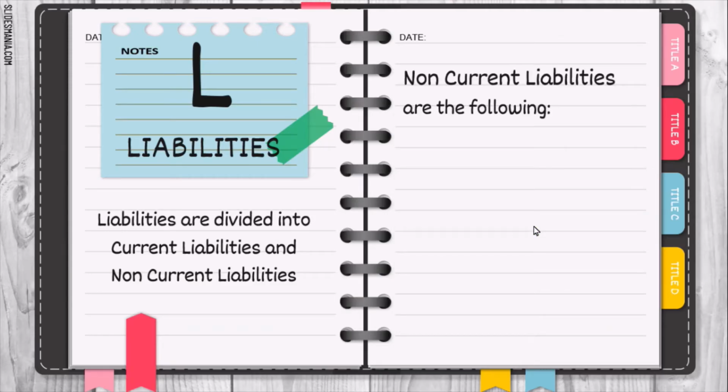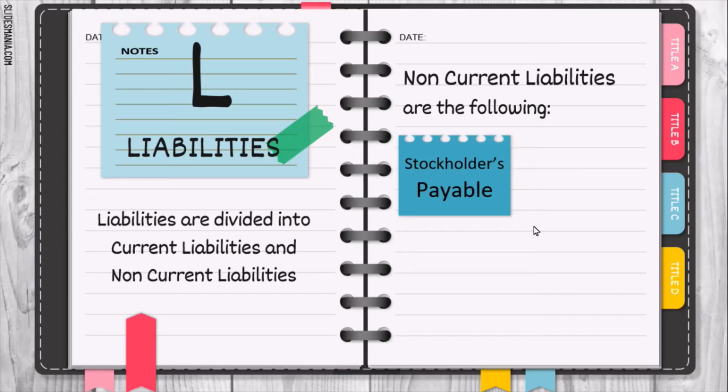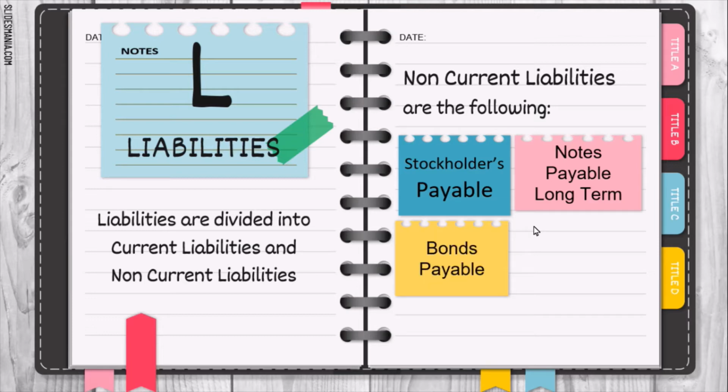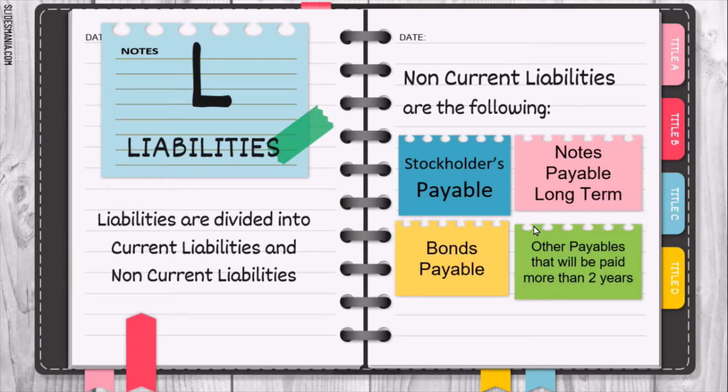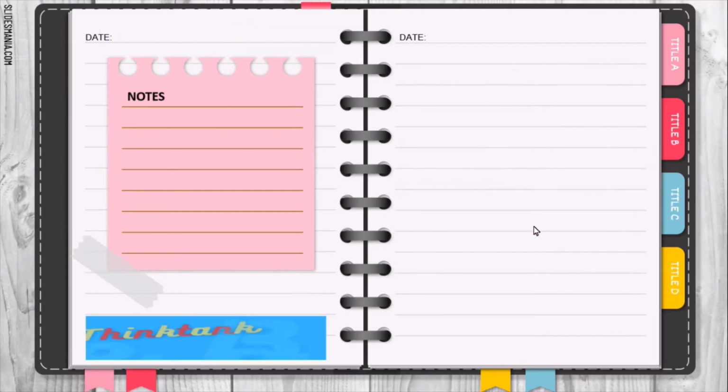Next we have the non-current liabilities. We have the following examples: stockholders payable, notes payable long-term, bonds payable, and other payables that will be paid in more than 1 year. We call them non-current liabilities, or long-term payables.